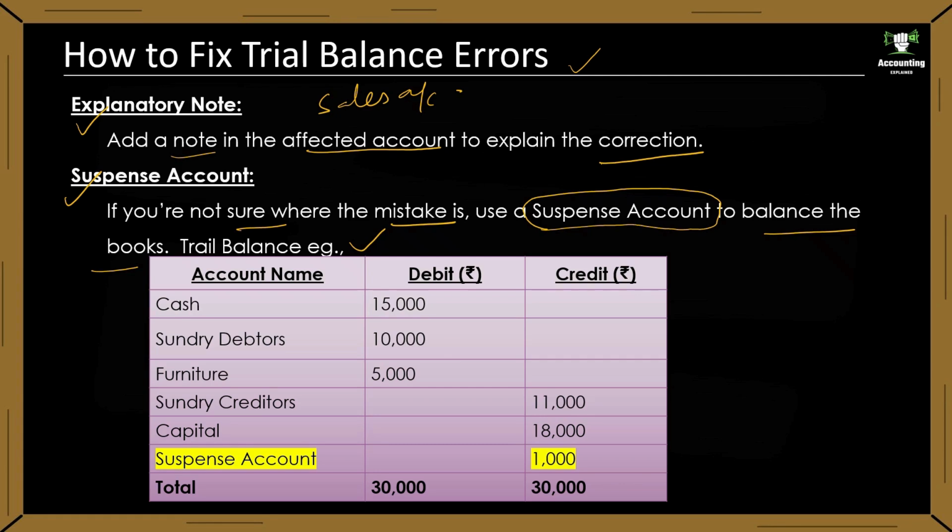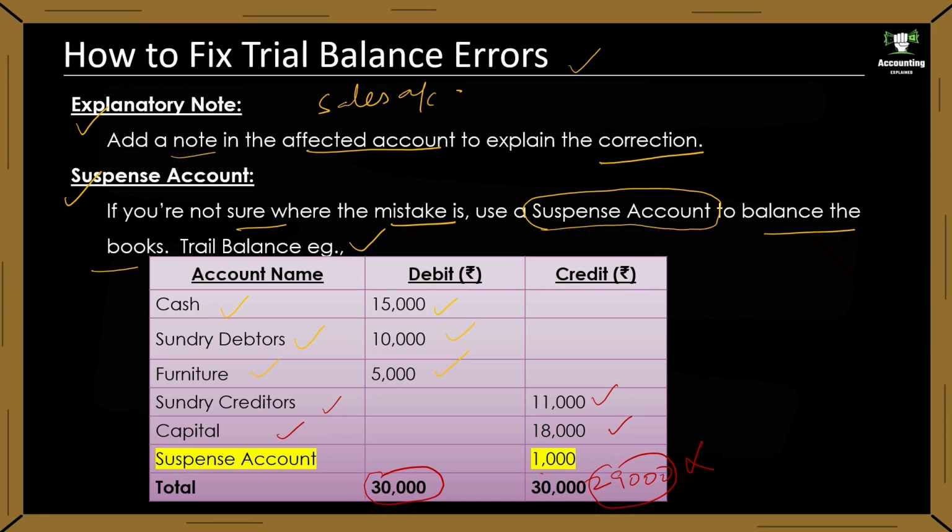Okay, this is one illustrated trial balance. Here, cash, sundry debtors, and furniture have debit balances of 15,000, 10,000, and 5,000. Again, you have sundry creditors and capital on the credit side with 11,000 and 18,000 respectively. Now, you are totaling the debit side and credit side. When you total, you get a total of 30,000 on the debit side, and on the credit side, you get a total of 29,000. This should not happen, right? This is wrong because you are following the double entry system of accounting. Debit should always be equal to credit. So there is a difference of 1,000 rupees on the credit side.